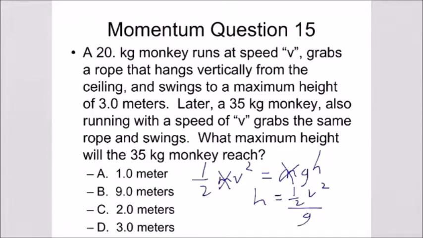What determines how high that monkey goes is his speed and the acceleration due to gravity. Well, this is dependent on the planet you're on, and both monkeys start off with the same speed, which should tell you they will both swing up to the same height. So our answer here, 3 meters. Answer D.